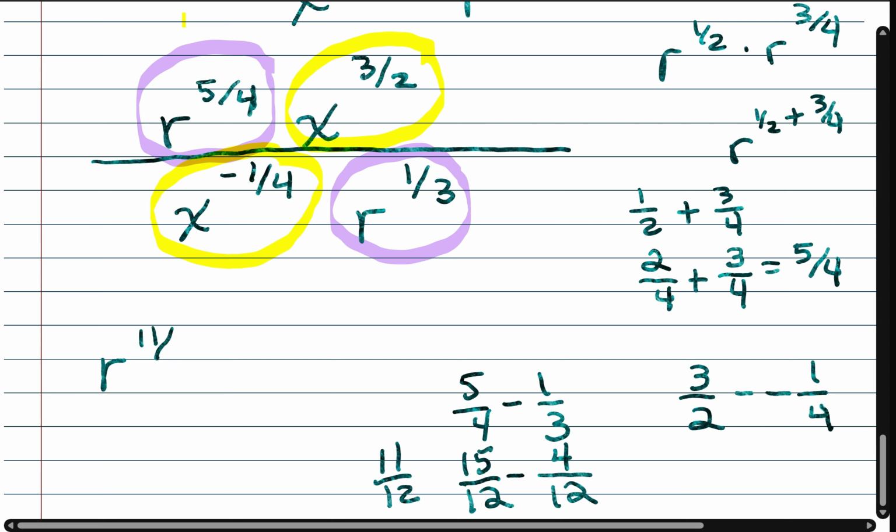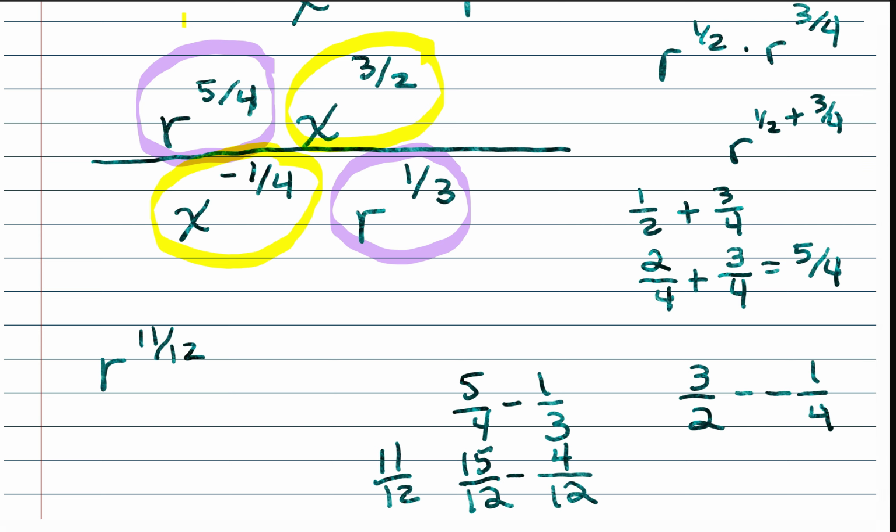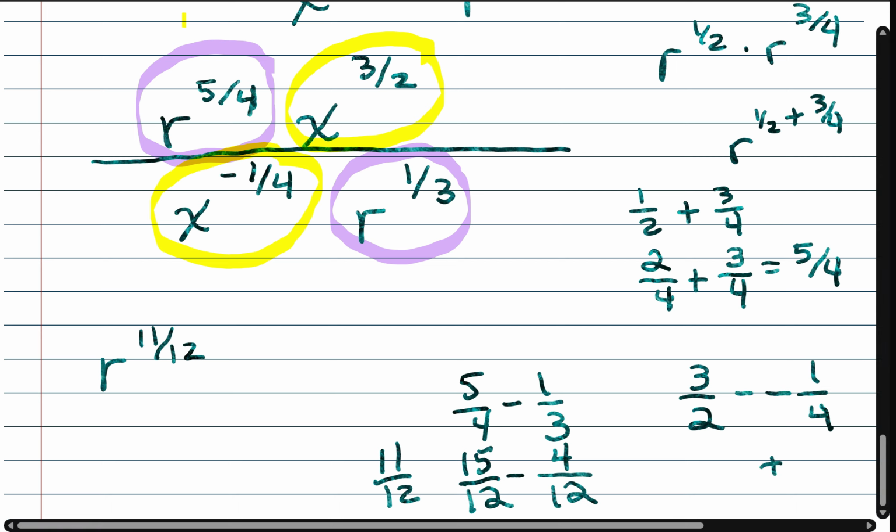All right, so when we do that, we're going to get 5/4 minus the 1/3 gives us r to the 11/12 power. All right, now I'm doing the ones I highlighted in yellow, x to the 3/2 over x to the -1/4. You subtract top minus the bottom. Top minus the bottom, which is already a -1/4. So then that's just going to make it a plus, right?